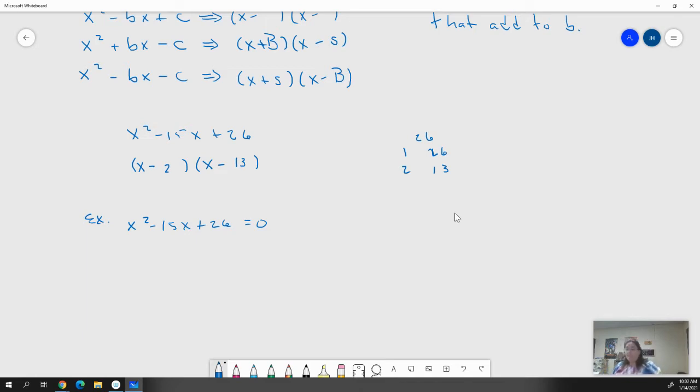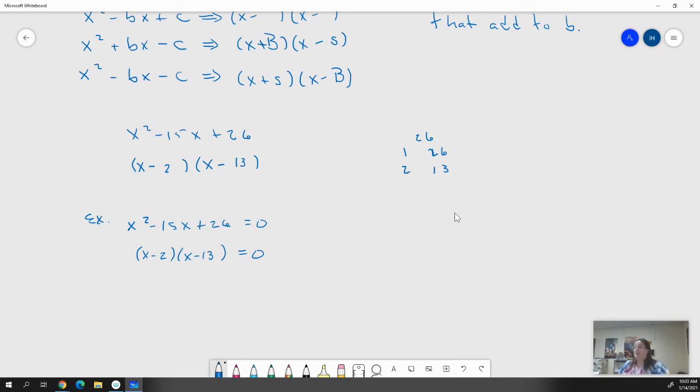So our factors aren't going to change, right? Our factors of this are still going to be x minus 2 times x minus 13, but those are going to be set equal to 0. Because x squared minus 15x plus 26 is the same as saying the quantity x minus 2 times the quantity x minus 13. If I distribute those out, if I multiplied these two things together, I would get this equation, because that's what a factor is, right?